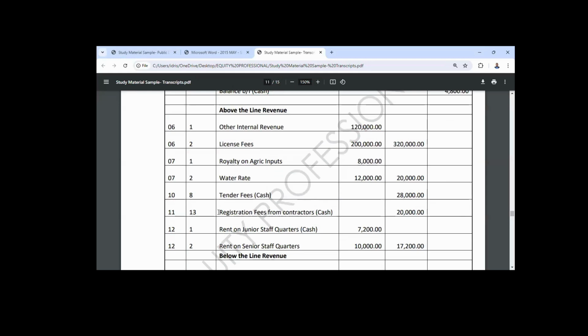For registration fee, it has head 11, subhead 13. The only head 11 we have in this question is registration fee. We don't have any other head 11 again. Since we don't have any other head 11 again, we are going to put registration fee in the subtotal.